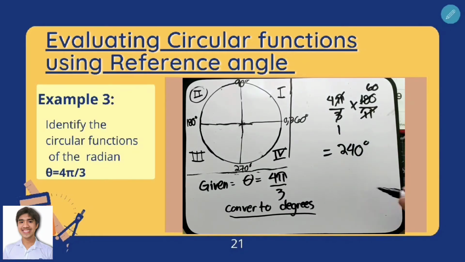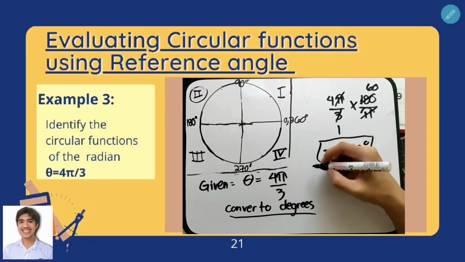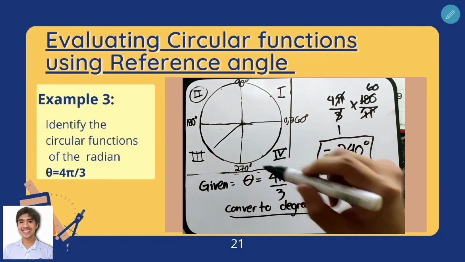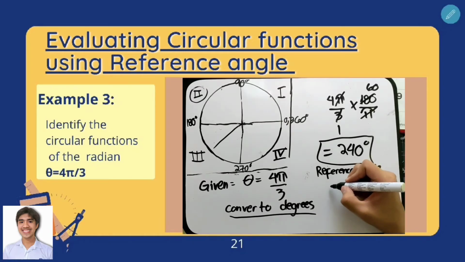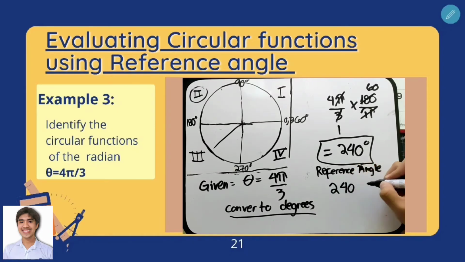Now let's use 240 degrees to find our reference angle. 240 degrees is in third quadrant. Formula is given angle minus 180. So 240 minus 180 is equal to 60 degrees. Our reference angle is 60 degrees, and let's use it to find our terminal points.